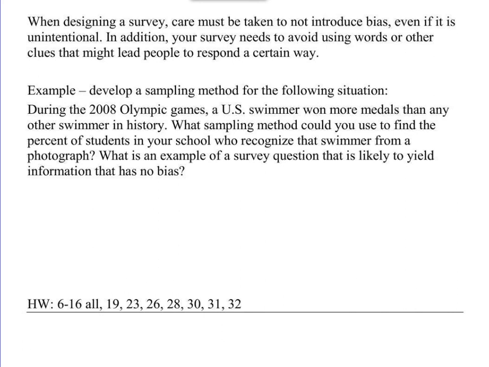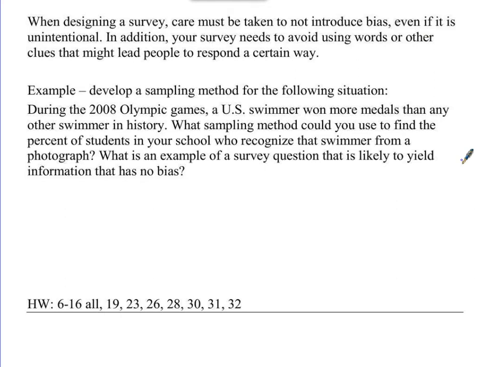When you design a survey, so specifically a survey where you go out and ask a population something, whether it's systematic or not, care must be taken to not introduce bias, even if it is unintentional bias. Even just the way you word stuff can introduce bias, or some things that you show people can introduce bias. Even the way that you're dressed, if you're going out door to door, can introduce bias. In addition, your survey needs to avoid using words or other clues that might lead people to respond in a certain way. So here's the setup right here.